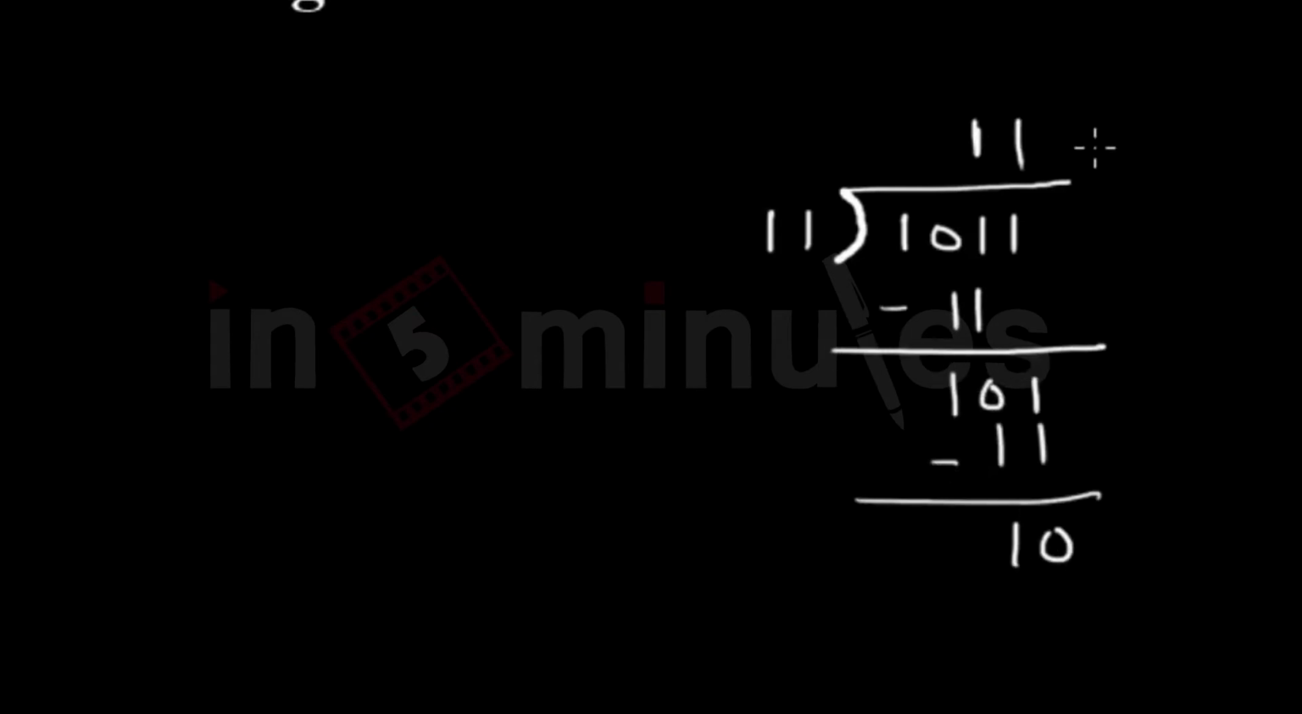And that's it, we got the answer. Quotient is equal to 11, that is 3, and remainder is 10, that is 2. Okay, so terminology here is this term here is dividend, we will call it I, and this term is divisor, we will call it D. For future references, please remember these terms.